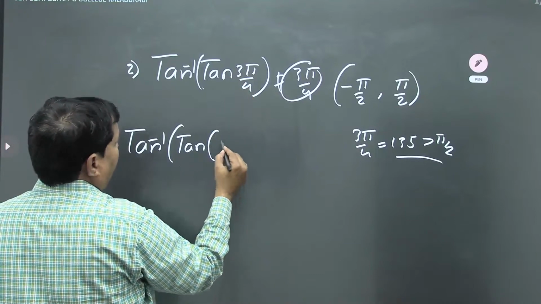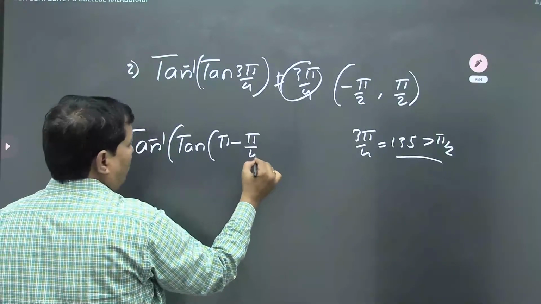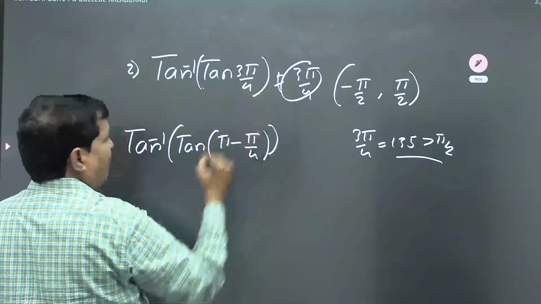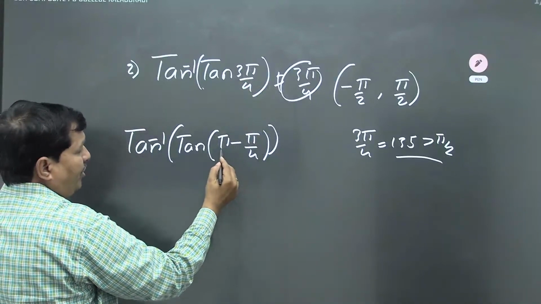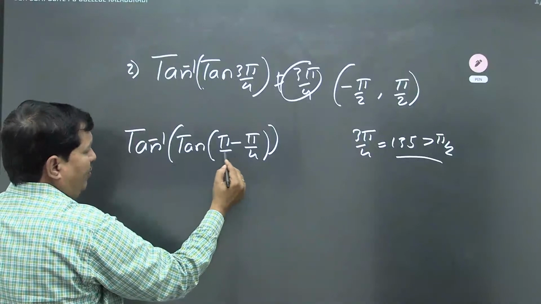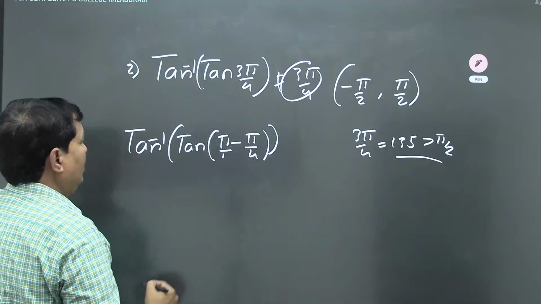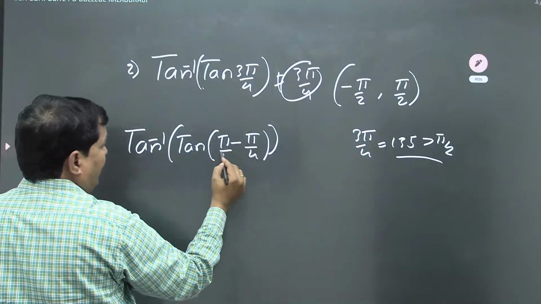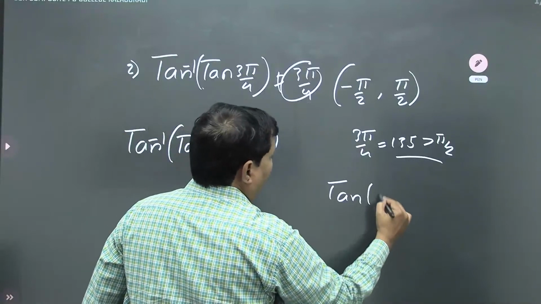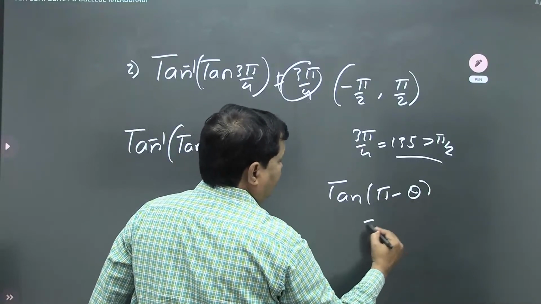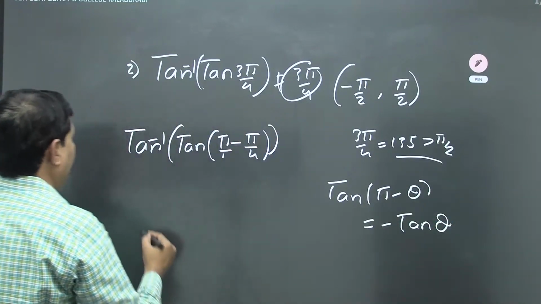3 pi by 4 can be written as pi minus pi by 4. Because here the LCM is 4: 4 pi minus pi is 3 pi by 4. So 3 pi by 4 can be split as pi minus pi by 4. Again, you know that tan of pi minus theta, or 180 minus theta, equals what? Minus tan theta. Therefore, you can write it as tan inverse of minus tan pi by 4.